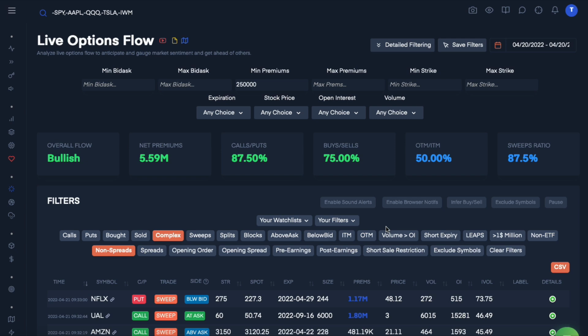So this will be more like a commentary on how flow is looking, what flow is good, what flow is bad. A couple of users requested this, so I'm doing this today.